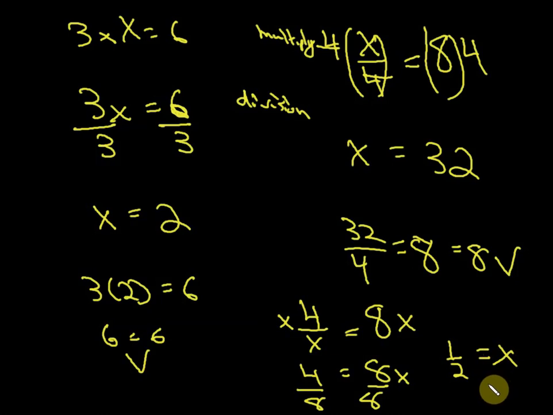So does that check out? Well, here we had 8x, right? So let's move this here and say 8 times 1/2 equals 4. So when I divide, I get 4 equals 4. So that checks out.